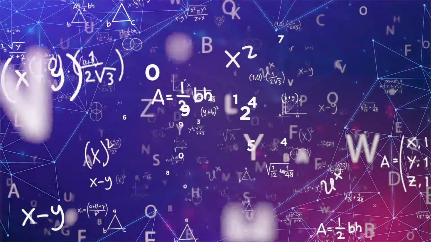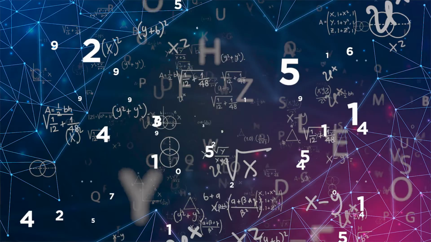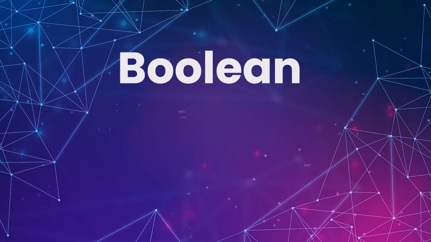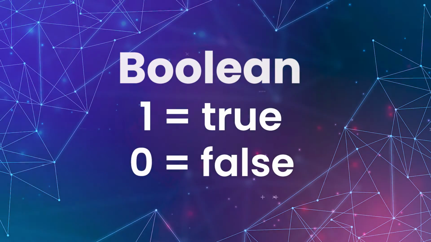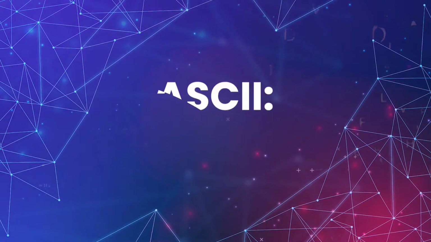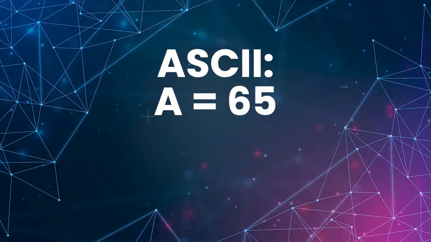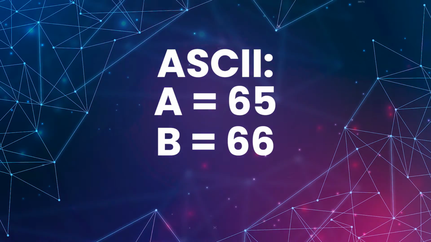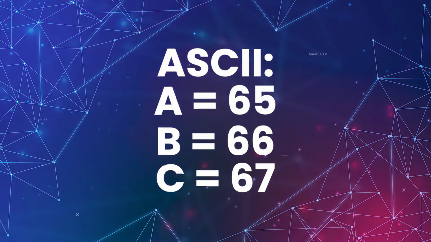Binary can also represent any other metric as long as we can write it with numbers. Boolean is the most obvious example. We express true as 1 and false as 0. We can also express characters. For example, the ASCII code for the character A is represented as the number 65, B as 66, and so on. Combining these numbers together, we can express text.